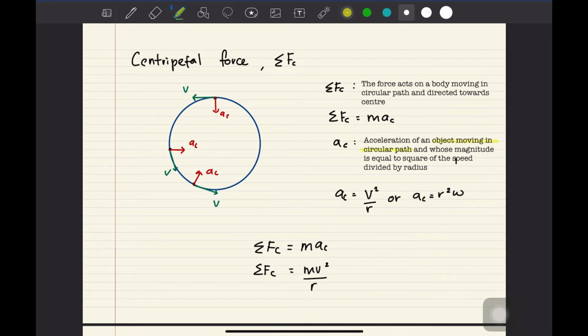Like I told you before, if you have an object moving in a circular path, even though you have a constant speed, you will still have acceleration. This acceleration here is the centripetal acceleration. It will always be directed towards the center, like in this example. The formula would be V squared over R. Another formula is AC equals R omega squared, but most of the time you're going to use this one. If you remember previously, summation of FC equals M AC. I can substitute AC with V squared over R, so you end up with something like this.